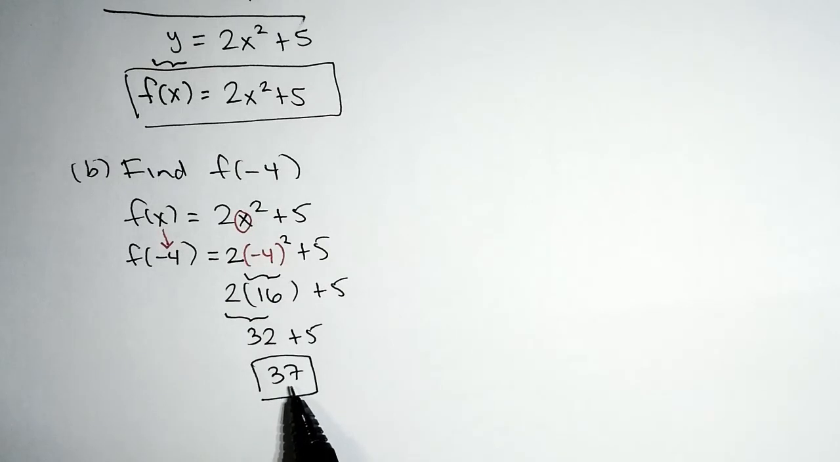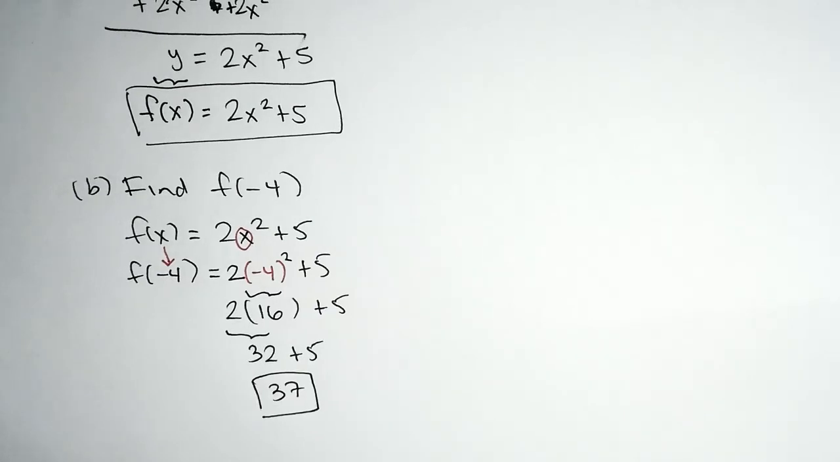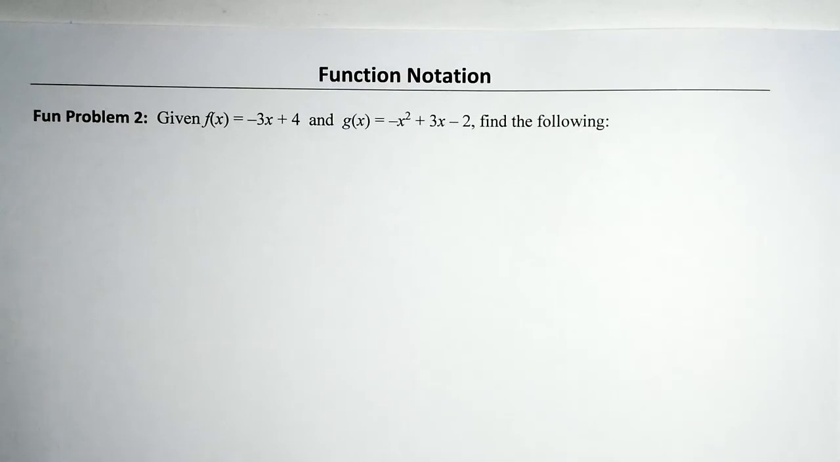Okay, I think that's it for this set. We're going to do one more set, and then that will be our day. So hopefully we can be done in about 10 minutes. Okay. Fun problem number 2 reads, given f of x equals -3x plus 4 and g of x equals -x squared plus 3x minus 2, find the following.